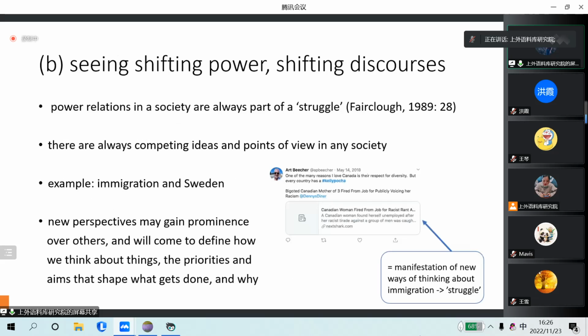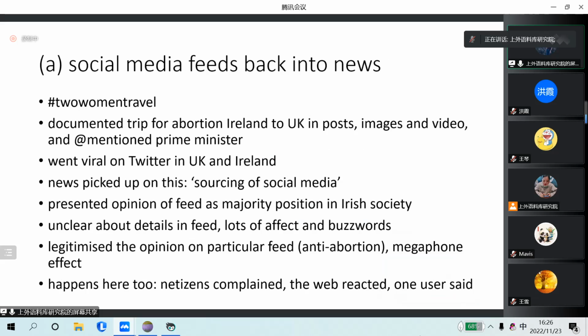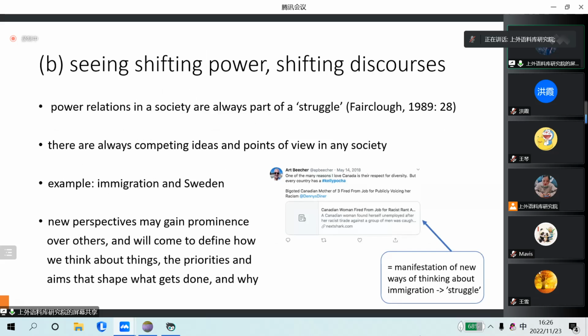And secondly, it is very good. Or what were we talking about? Sorry. Oh, yes, social media. Social media is very good at allowing us access to shifts in power in a society, because we can see this through shifting discourses. So Fairclough, one of the founding fathers of CDA, said that power relations in a society are always part of a struggle. And there are always competing ideas and points of view in any society.